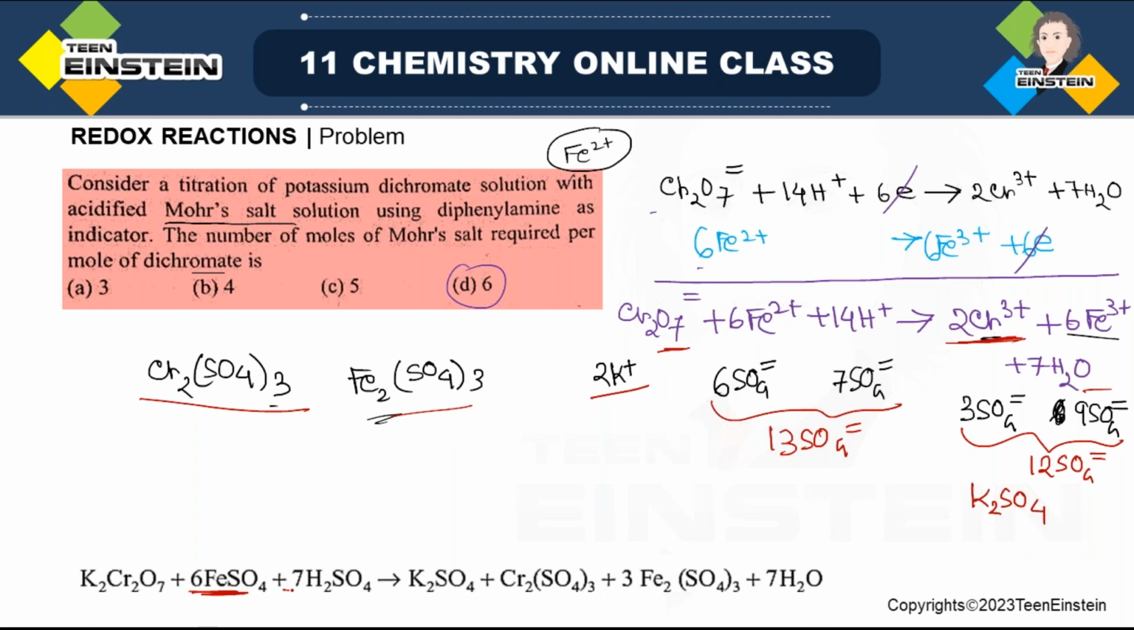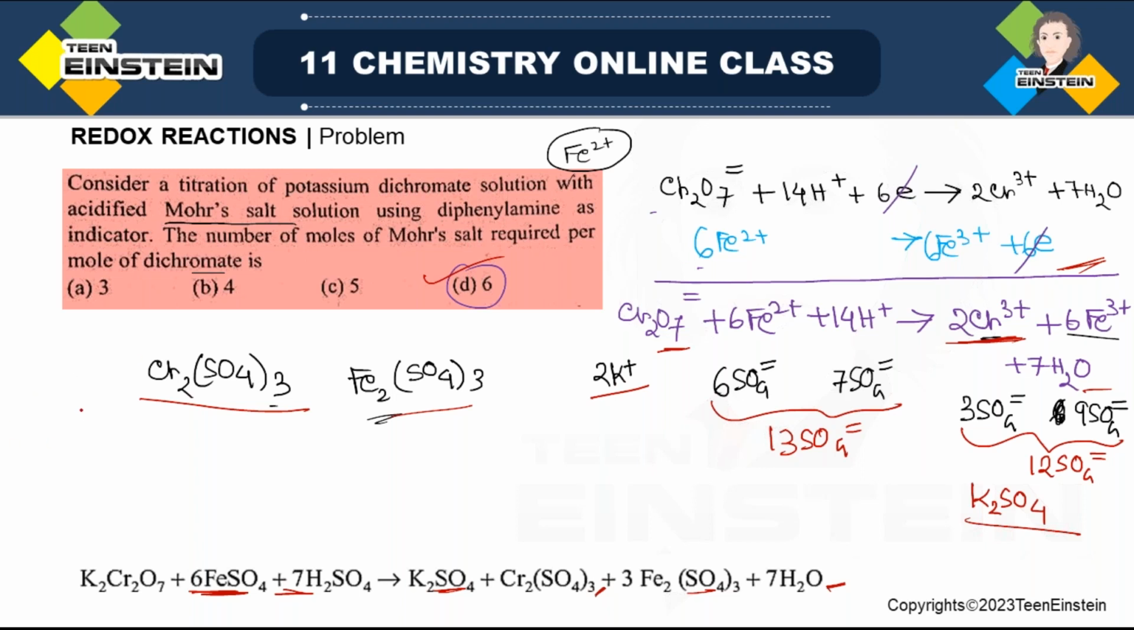K2Cr2O7, 6 FeSO4, 7 H2SO4, 1 K2SO4. Chromic sulfate, this is ferric sulfate, and water molecule. But this I am just showing you for extra information. To solve this problem, obviously, up to this part is enough to answer the question, which is 6. Fine.